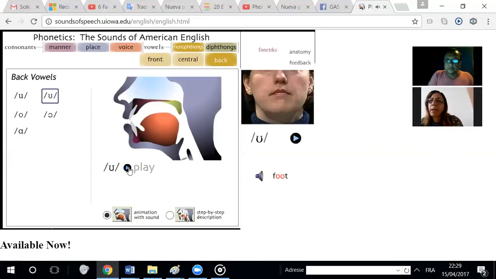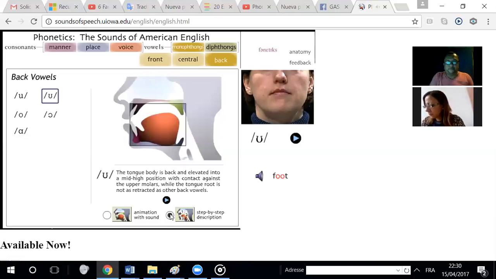Foot, foot, foot. Show me your foot. Pay attention to this.